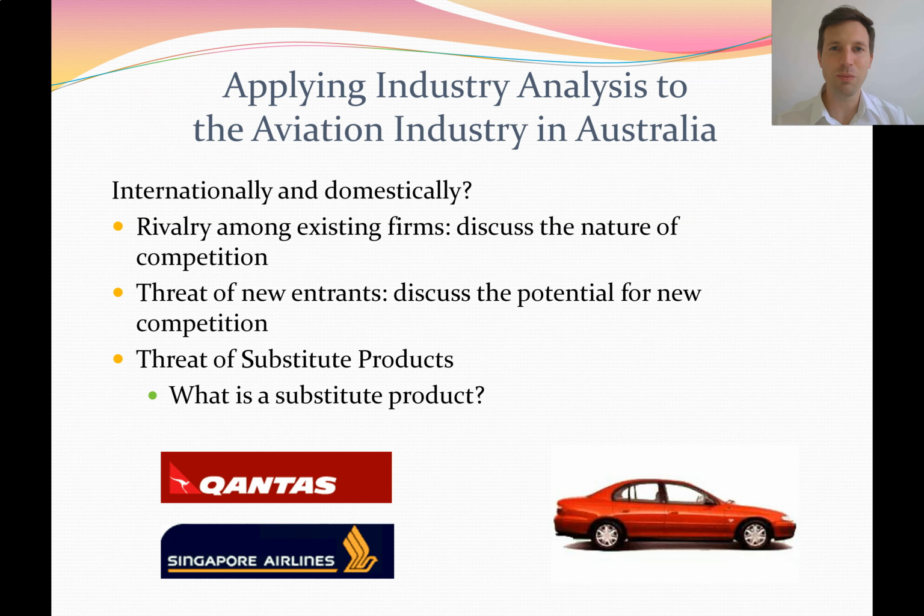So with that example in mind, let's think about the aviation industry in Australia in a little bit more detail. Let's apply Porter's 5 forces very quickly to it. The aviation industry in Australia, the number one firm there is going to be Qantas. And if we were analysing the aviation industry, we would want to break it up into both the domestic and international. The domestic and international industries have very different dynamics. There's different firms competing in those spaces, so a separate analysis would be appropriate there.